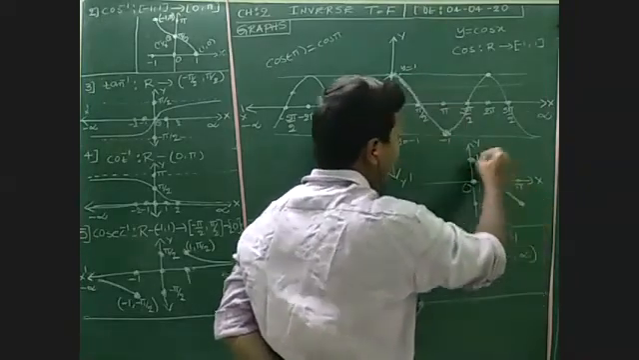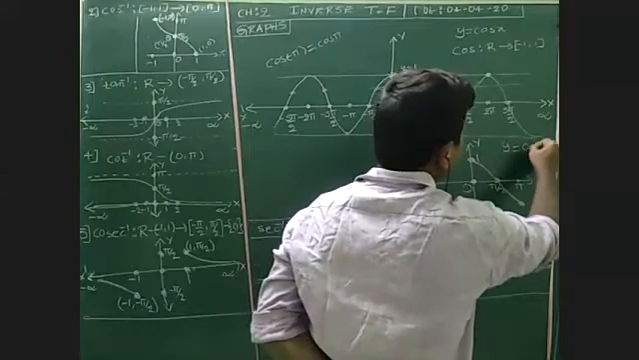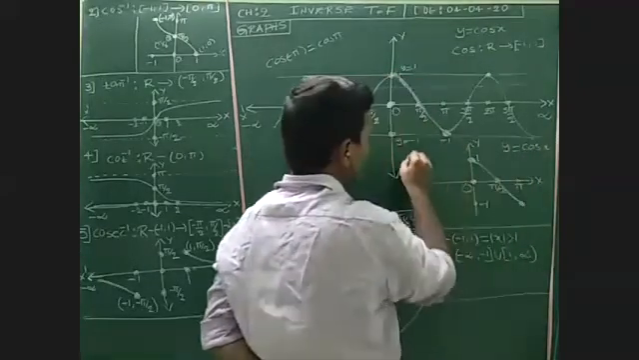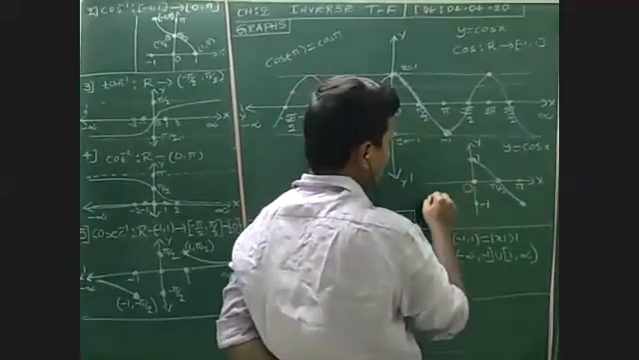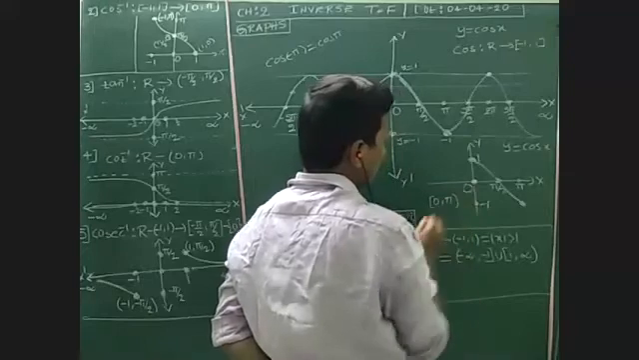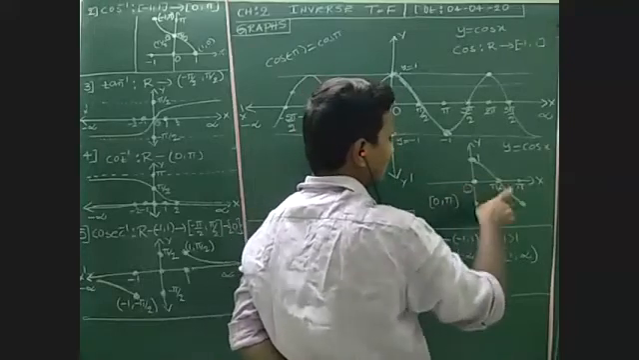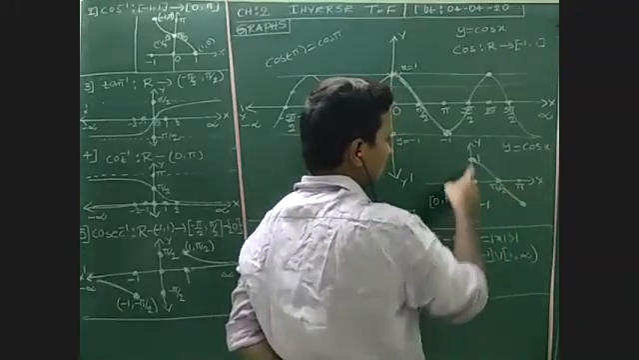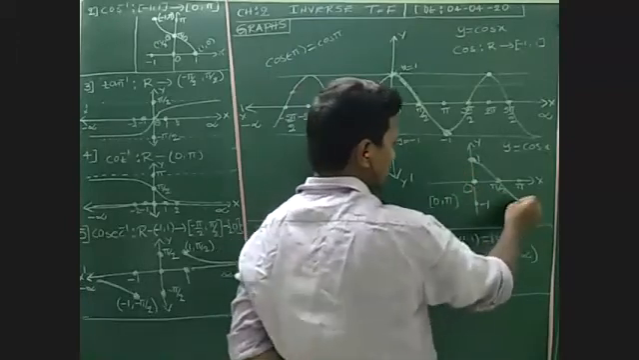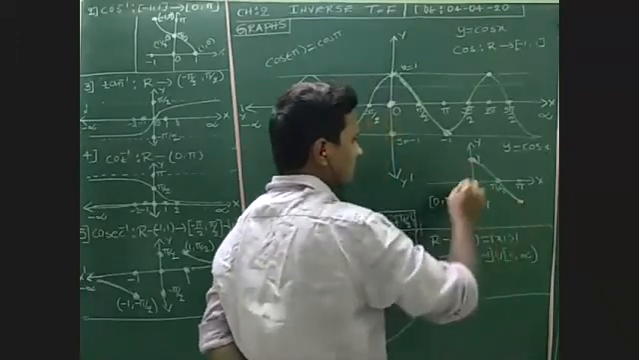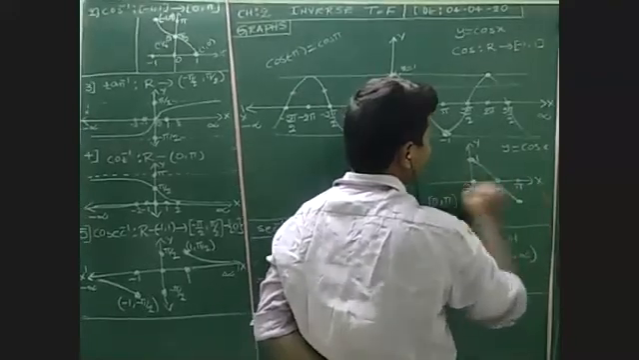This is the graph of y equals cos x, whose domain is 0 to π. Domain means x values, but the range is -1 to 1. Look here, I restricted the graph. Now we can apply the horizontal line test. I draw the horizontal line.